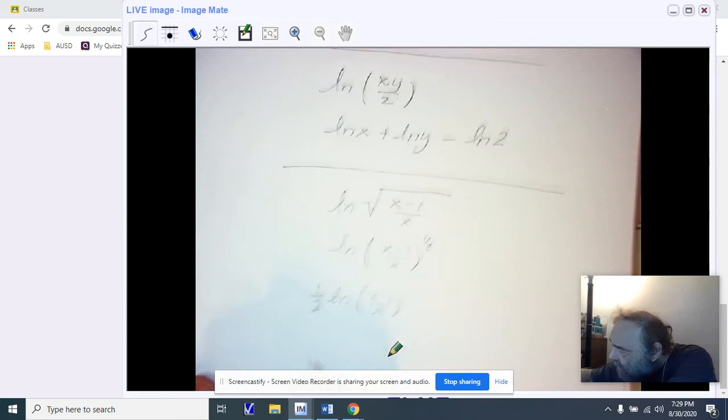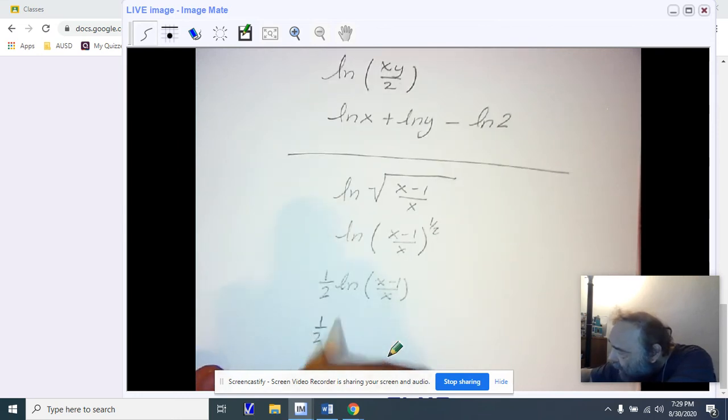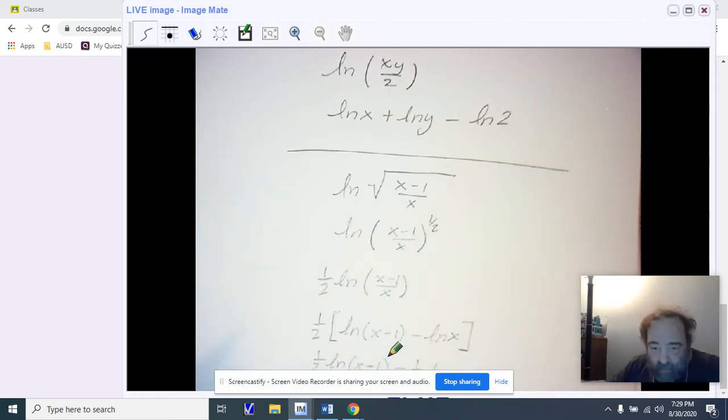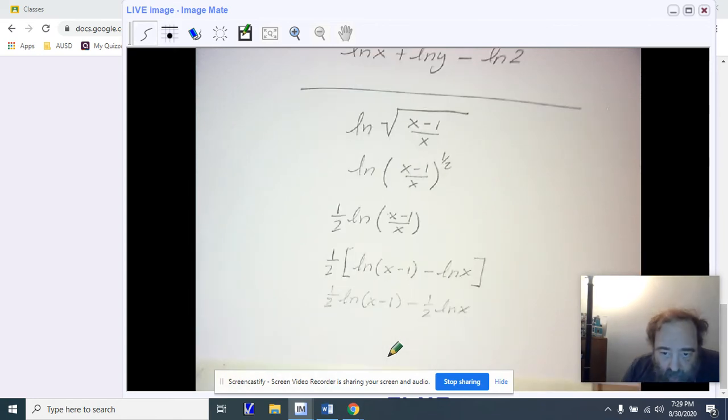Now going to break that division into a minus. 1/2 the natural log of x minus 1 minus the natural log of x. I now distribute to be 1/2 natural log of x minus 1 minus 1/2 the natural log of x. That's our goal. That's what we're looking for. All right, thank you very much.